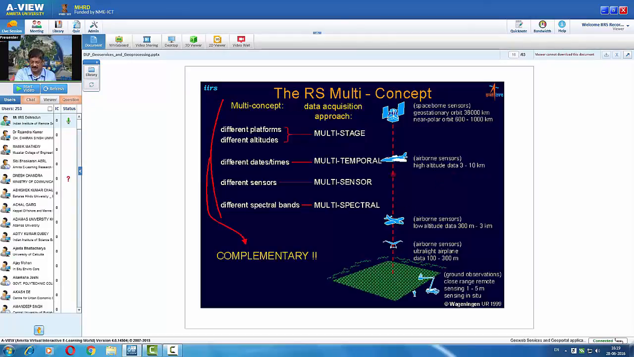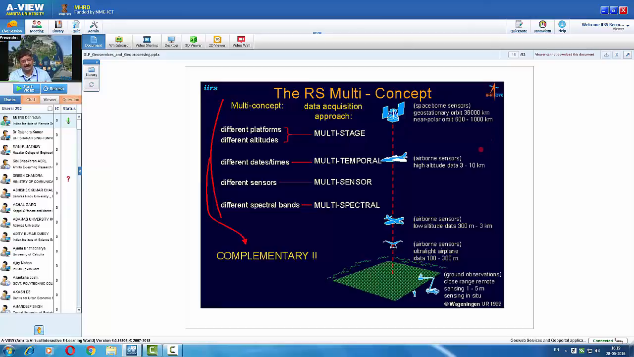It is the aircraft which comes to the fore, and we can fly at two different levels. And now they have very ultralight aeroplanes, just like drones, which are becoming more and more popular. Then we also have ground measurements, which are very close range remote sensing, 1 to 5 meters. They are more used for validation applications.